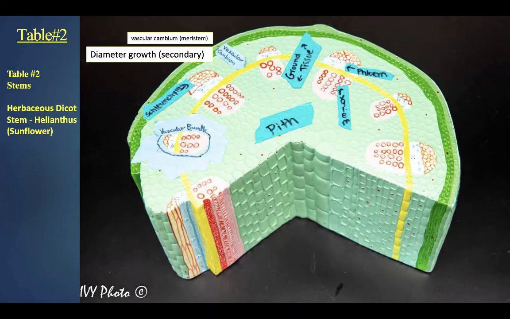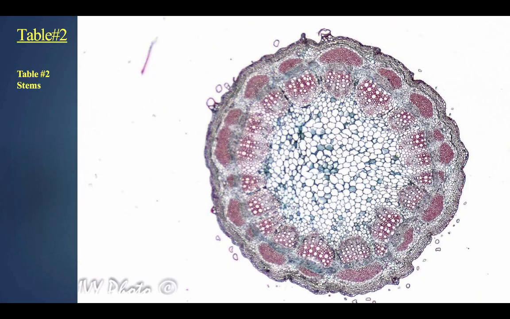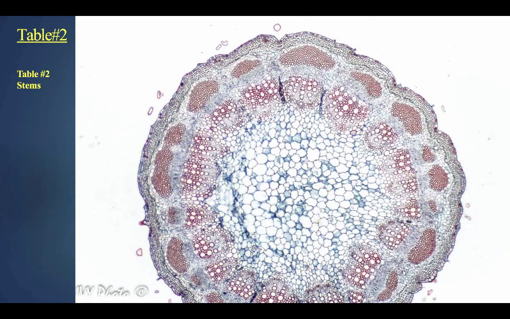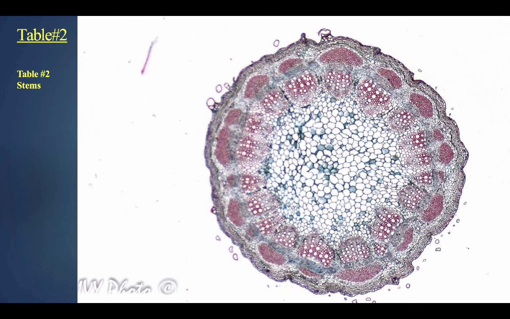Now we're going to look at a slide of this. Pretty, isn't it? There's a few of them there. So what they want you to do is to take the model that you just had and apply it to this slide and identify the epidermis and the cortex, the pith, the vascular bundles, the vascular cambium, xylem, phloem, and the sclerenchyma.